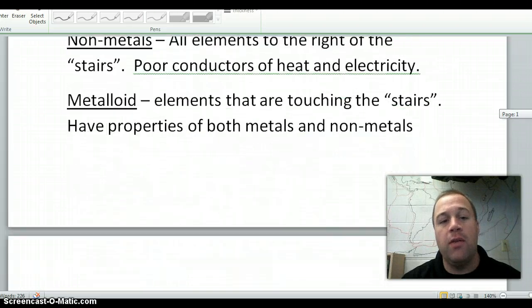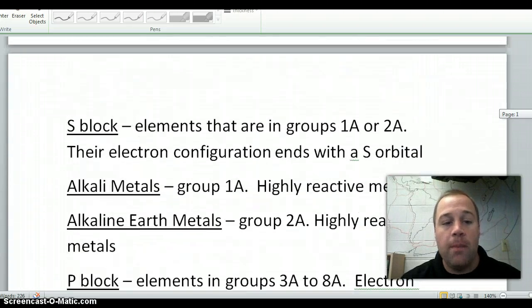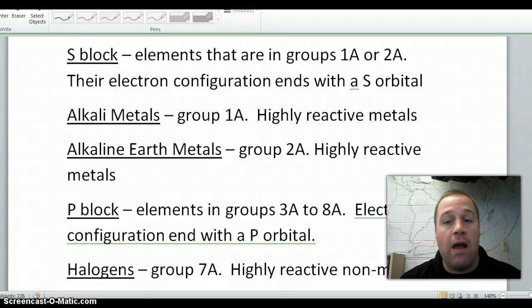We're going to look at a couple of those in the lab as we go through this unit. The S blocks are everybody in group 1A or 2A, the alkali metals and the alkaline earth metals, which you can see on there. They're both highly reactive metals. The big reason why it's called the S block is their electron configurations end with an S orbital.